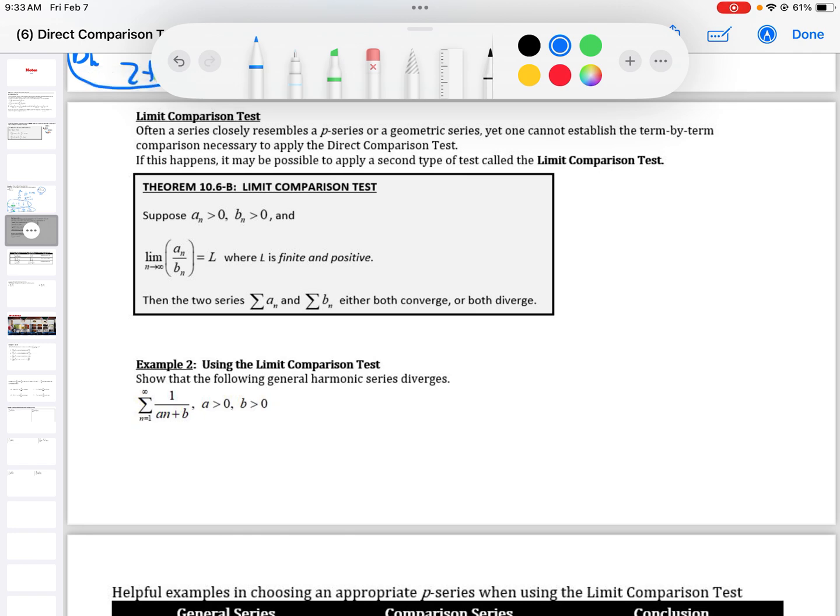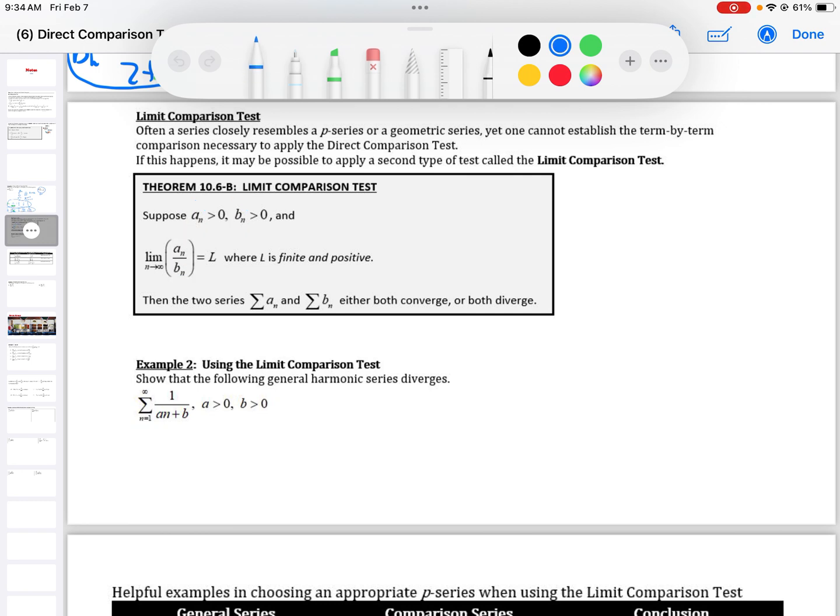It's just saying, suppose all the terms in the sequences are greater than 0. Nothing can be 0. If that happens, then the limit of one sequence over the other sequence, if that's equal to a positive finite number, finite just meaning not infinity, and it can't be negative, it's got to be a positive finite number, not infinity, then either both series converge or both series diverge. So that's actually really nice.